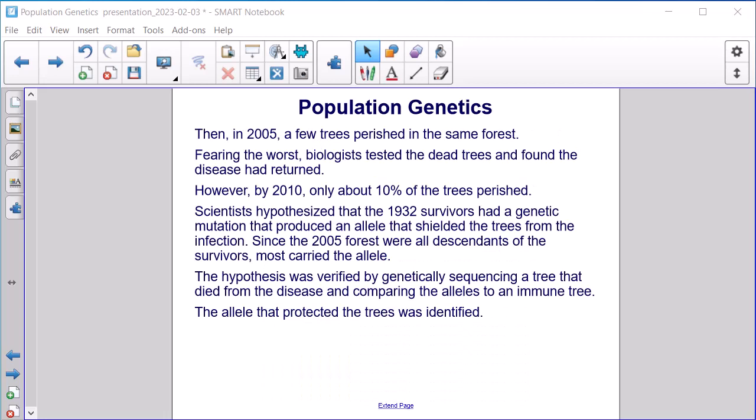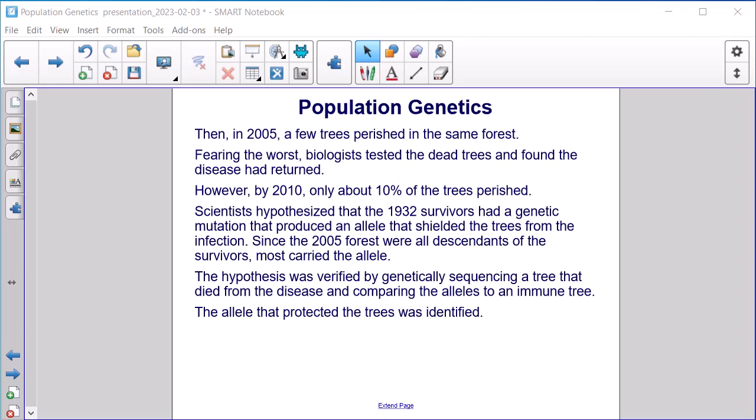Then, in 2005, a few trees perished in the same forest. Fearing the worst, biologists tested the dead trees and found the disease had returned. However, by 2010, only about 10% of the trees perished. Scientists hypothesized that the 1932 survivors had a genetic mutation that produced an allele that shielded the trees from the infection. Since the 2005 forests were all descendants of the survivors, most carried the allele.